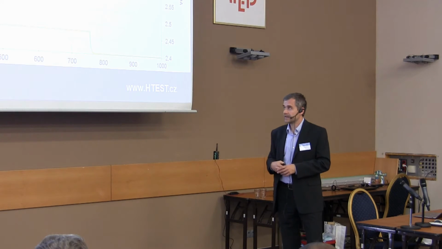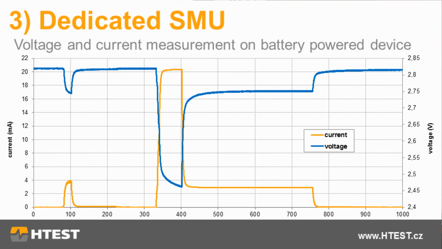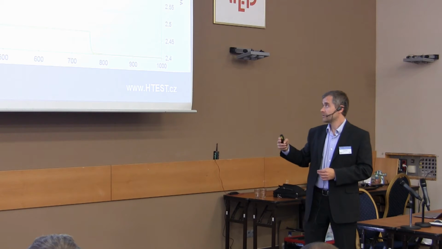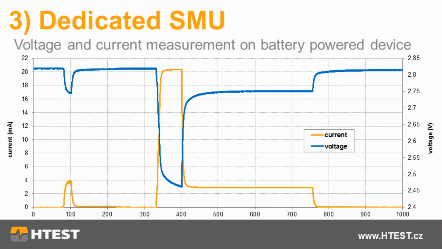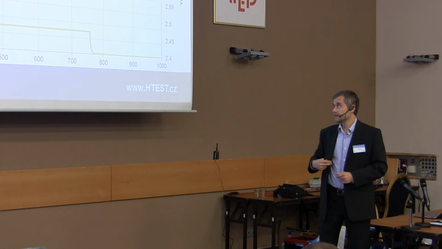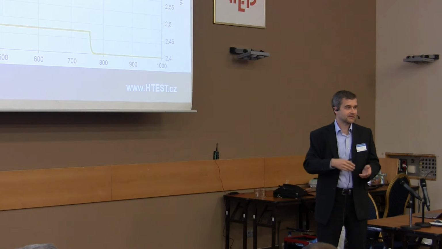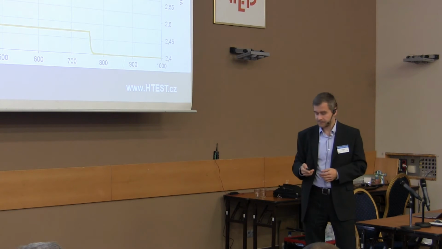So there is an example of a measurement. The blue line is voltage, and the yellow is current. When the current is increasing, the voltage is decreasing. So you can see if there is some big pulse, which is transmitting some information, that the voltage is decreasing to some maybe dangerous level, which could turn off the device.